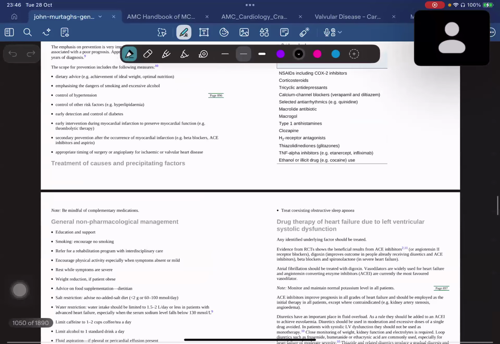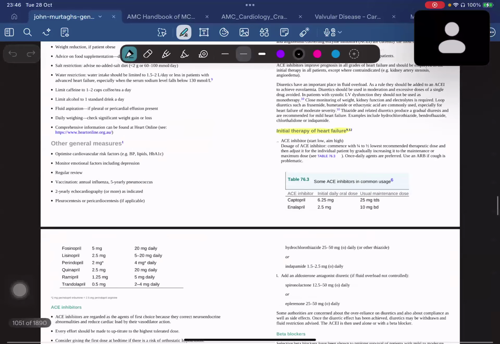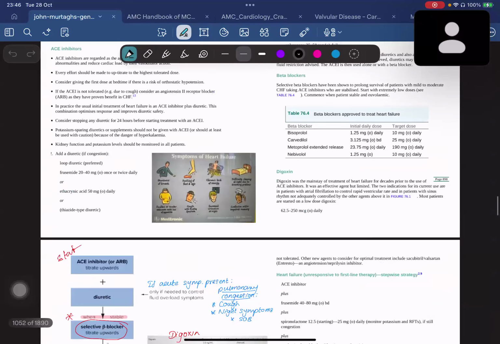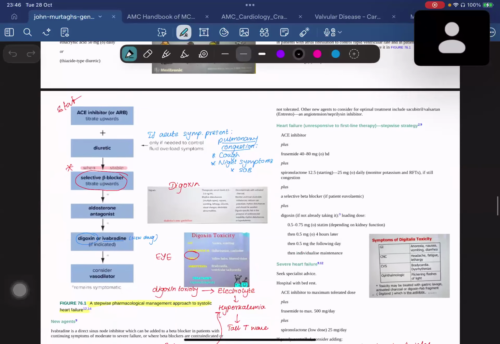And then we also have to read the initial therapy for heart failure. I remember having this. Okay, so this is where I was trying to come to.